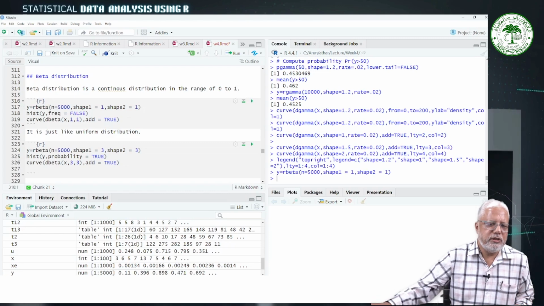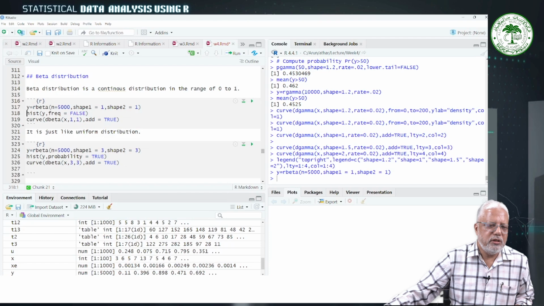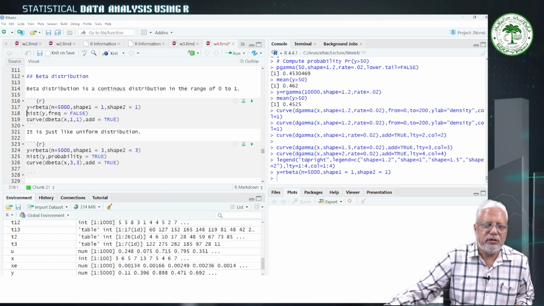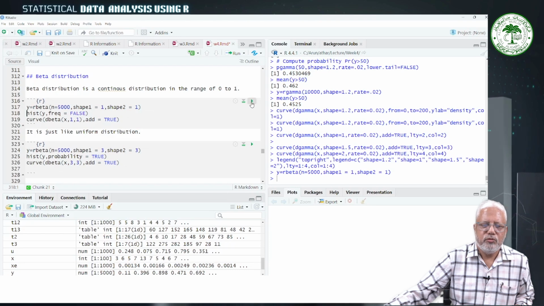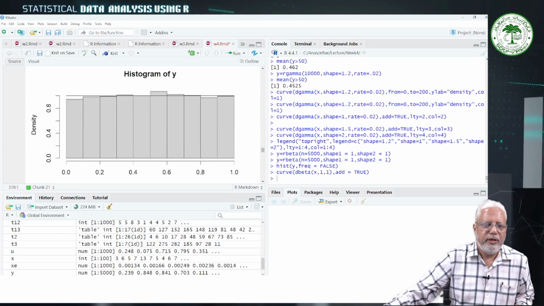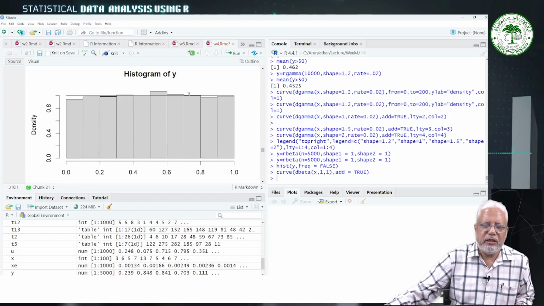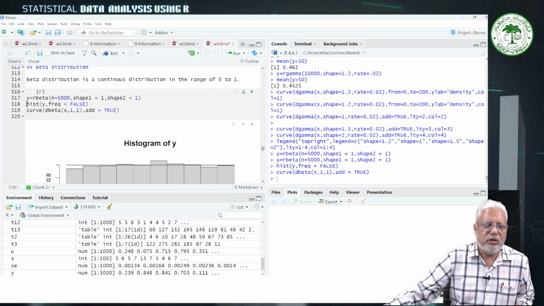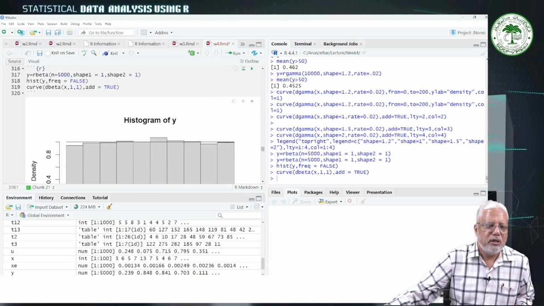So when we run this chunk, it creates a histogram and then dbeta(x, 1, 1). So this is the histogram on the basis of simulated data, and this curve is the exact curve. So both are matching, so that means our simulation is correct.